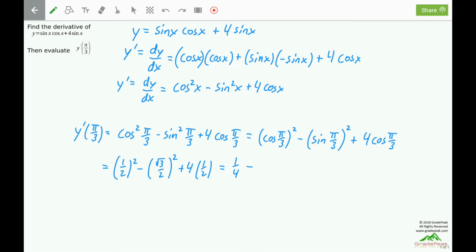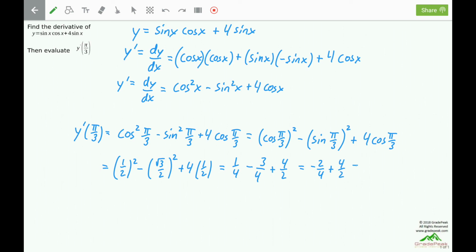The numerator is root 3 times root 3, which is root 9, or just 3. Denominator will be 2 times 2, 2 squared, 4. And then our third term here, 4 times 1/2, will be 4 over 2. If we combine the first two terms, since they're already over a 4, we will have 1 minus 3, or negative 2 over 4. And the second term is 4 over 2.